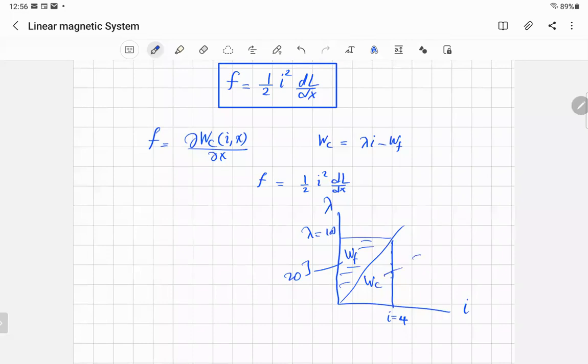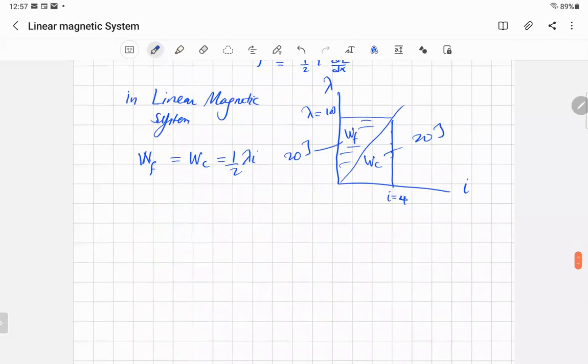Okay. So what do you get? In a linear system, the energy stored in the field is equal to the coenergy. It's a straight line, so the areas of both triangles are equal. So that's very important: in a linear magnetic system, WF equals WC equals 1/2 lambda I. Both are equal, so that's why you get the same expression.